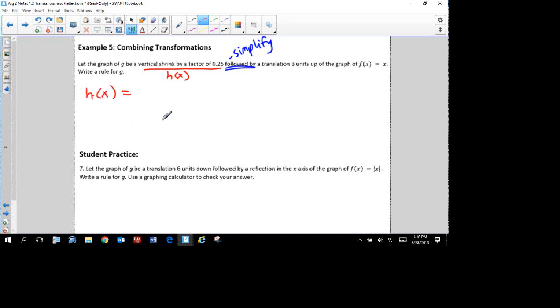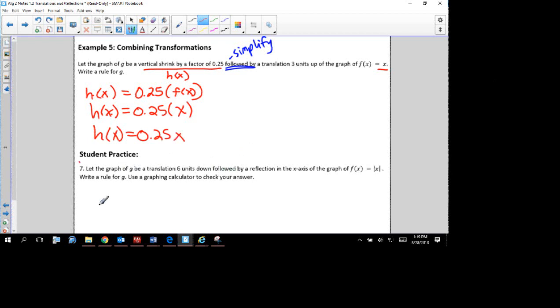It says a vertical shrink by a factor of 0.25. So we do that on the outside of the function. So I go 0.25 multiplied by f of x. Then I look at what f of x is. It's an easy one to start. We multiply that by, what's f of x? X. So I just plug that in because that's what it equals. And then we simplify. So h of x equals 0.25x. I don't need the parentheses. So there you go. Simplified it.